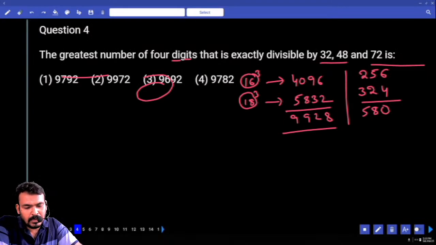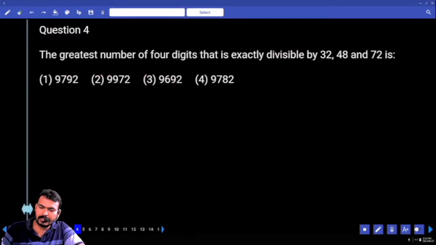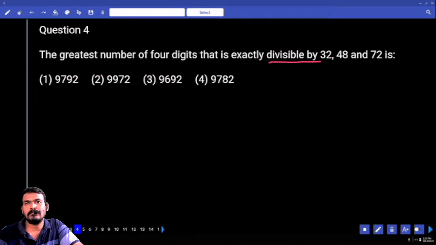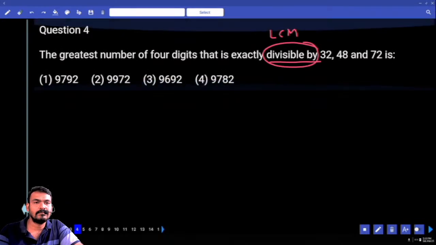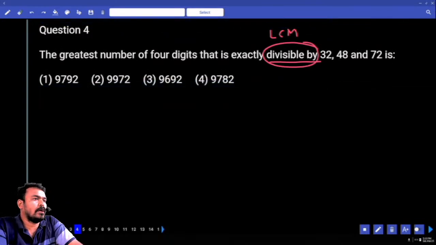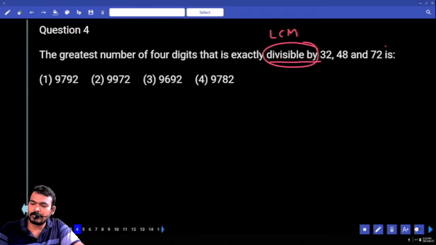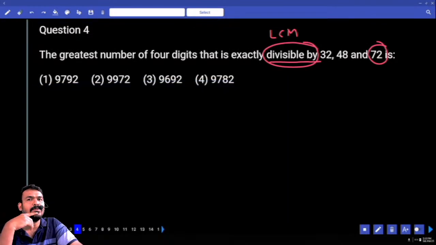Next, question number 4. The greatest number of 4 digits that is exactly divisible by 32, 48 and 72. We required LCM or HCF? Divisible by means LCM. Divided means HCF, and here divisible by means required which one? LCM. LCM is always equal to either the largest number or multiples of the largest number. What is the largest number here? 72. It is a multiple of 8 and also 9.